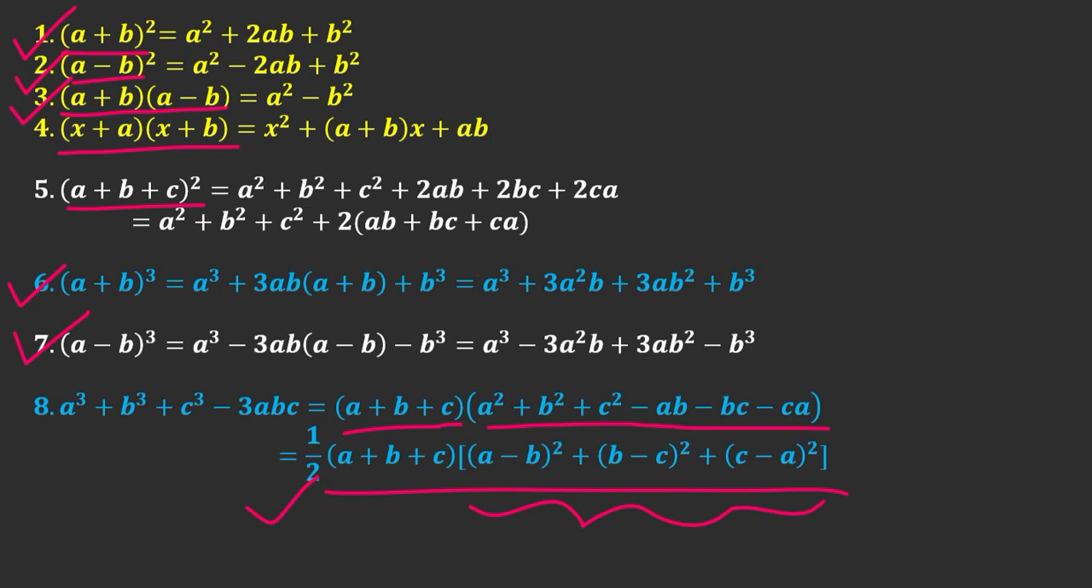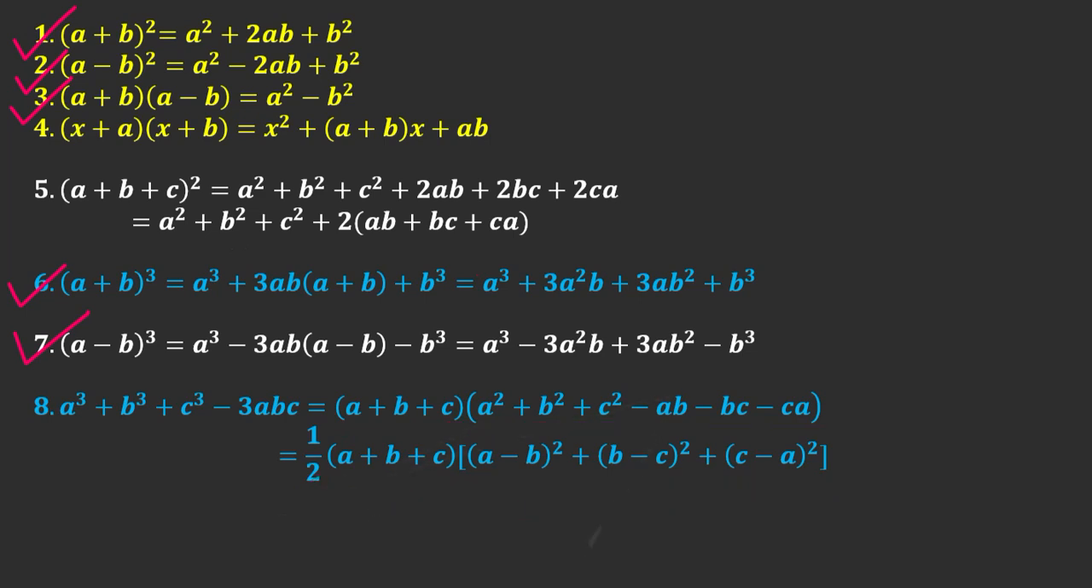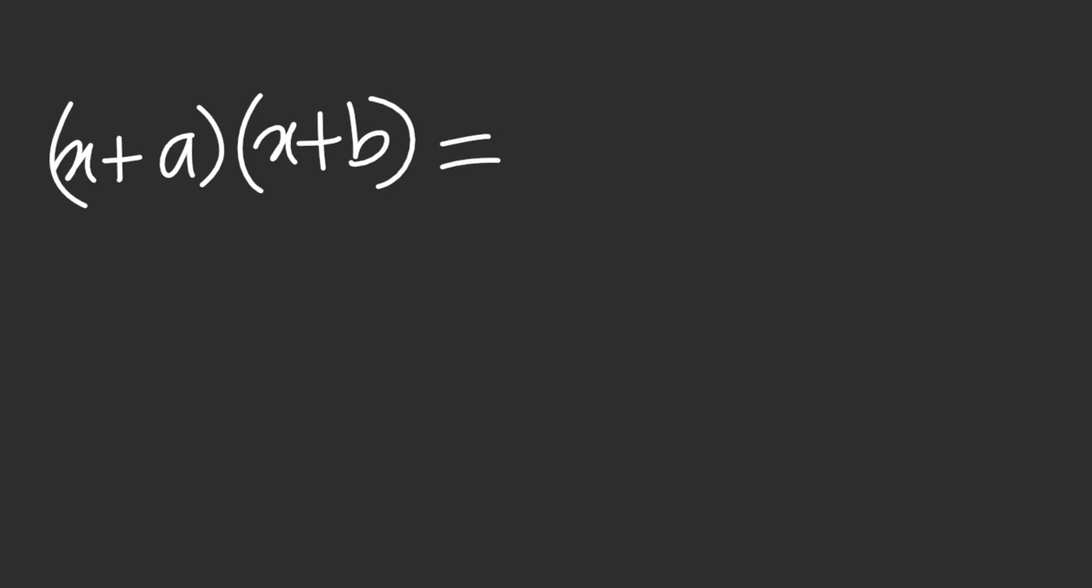Anyway, we are done with 5 of the proofs, we are left with 3 of them. Number 4 is very easy, so let us do number 4 first. We need to find the value for x plus a into x plus b. So like previous cases, multiply the first term with all the terms in the other binomial.